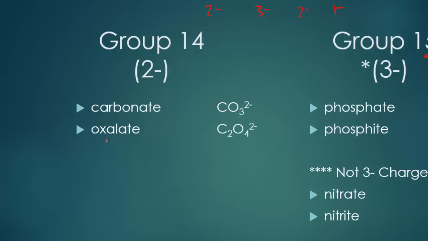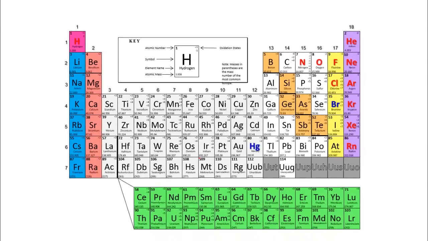And oxalate's kind of a weird one. It is C2O4 2 minus. So that's your group 14 polyatomic ions. Okay, so we just covered this part of the periodic table. One more time, the charges for the polyatomic ions were 2 minus, 3 minus, asterisks, 2 minus, 1 minus.